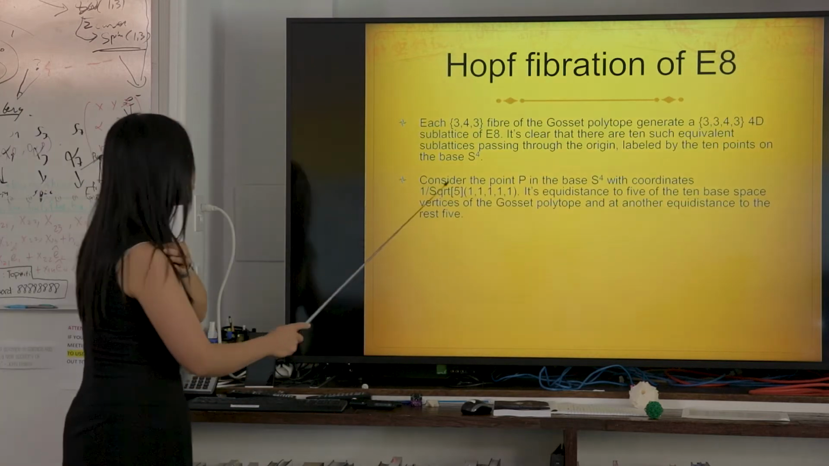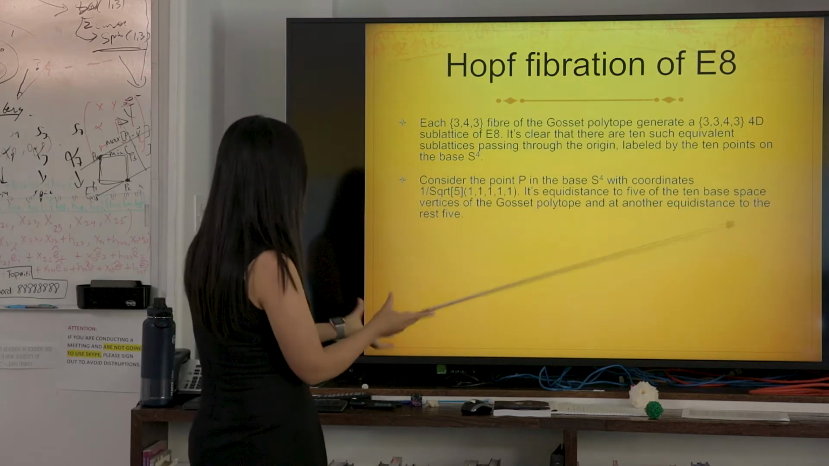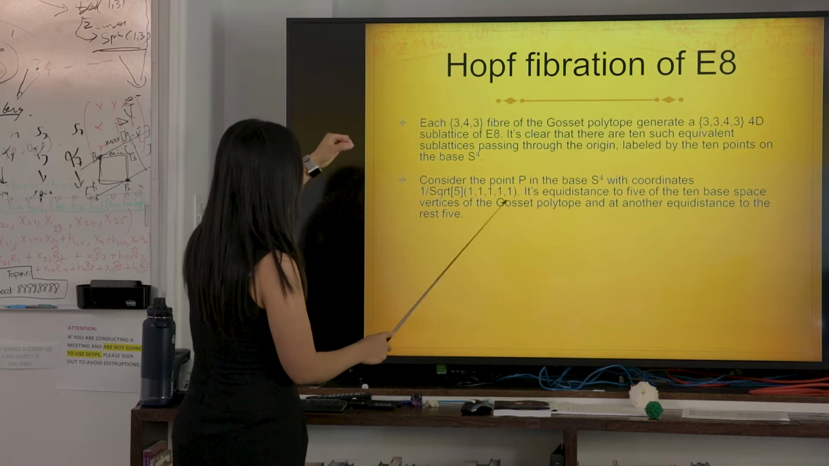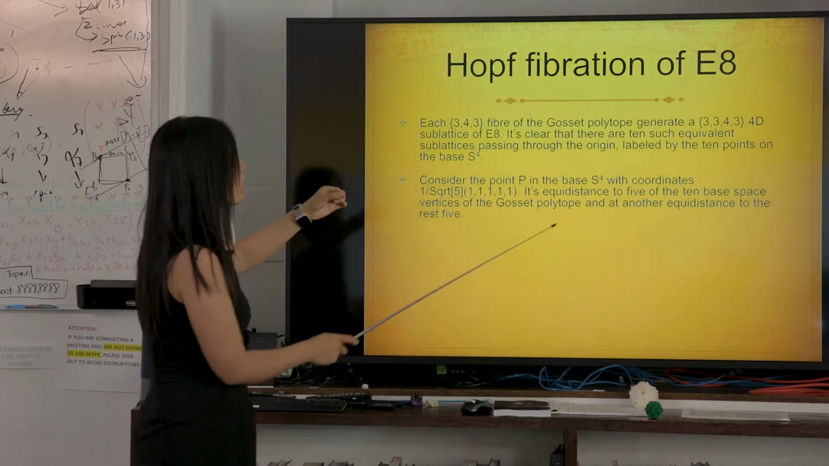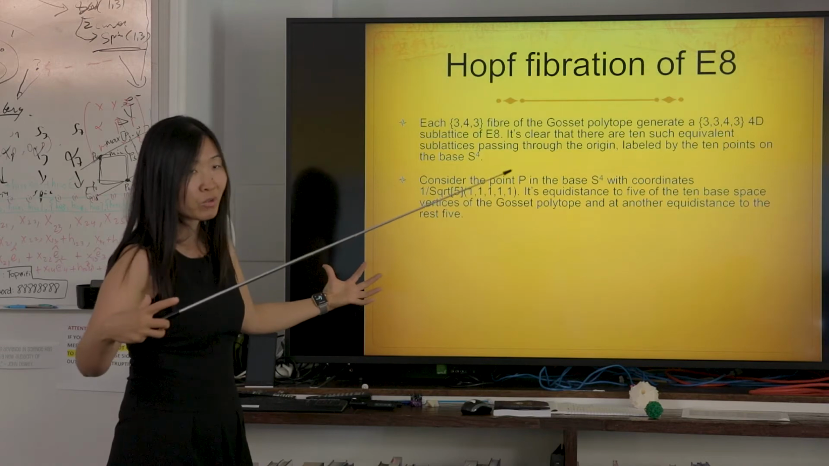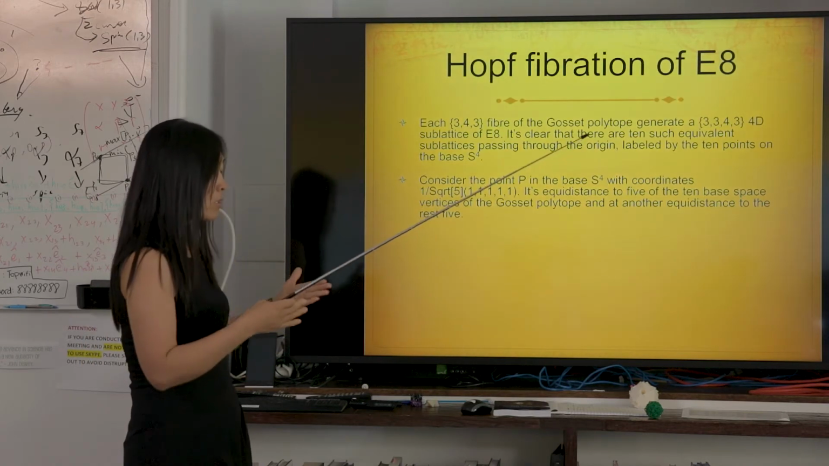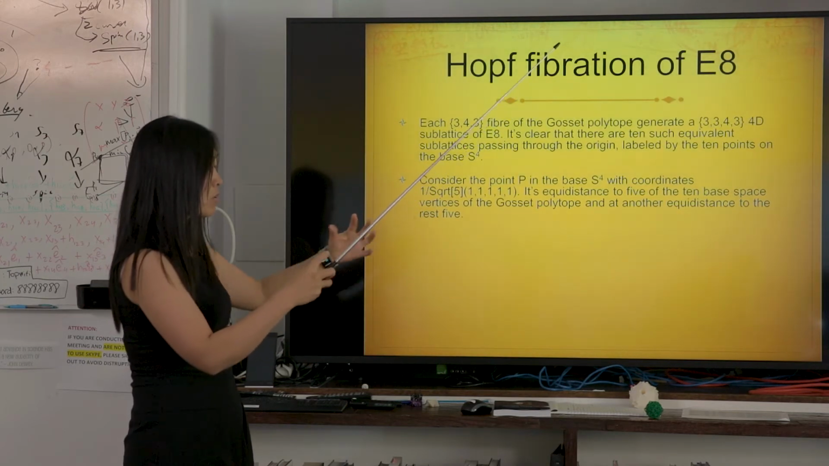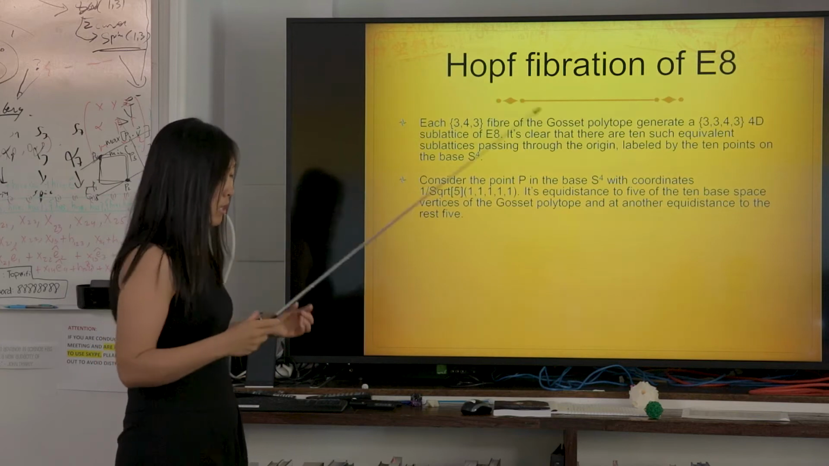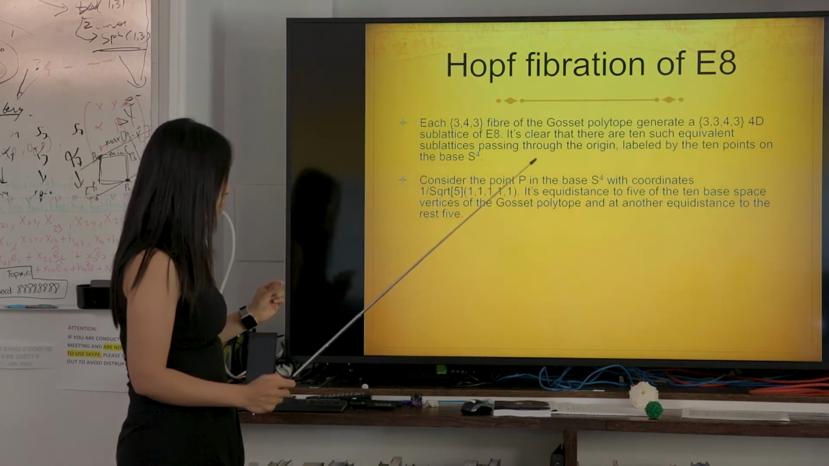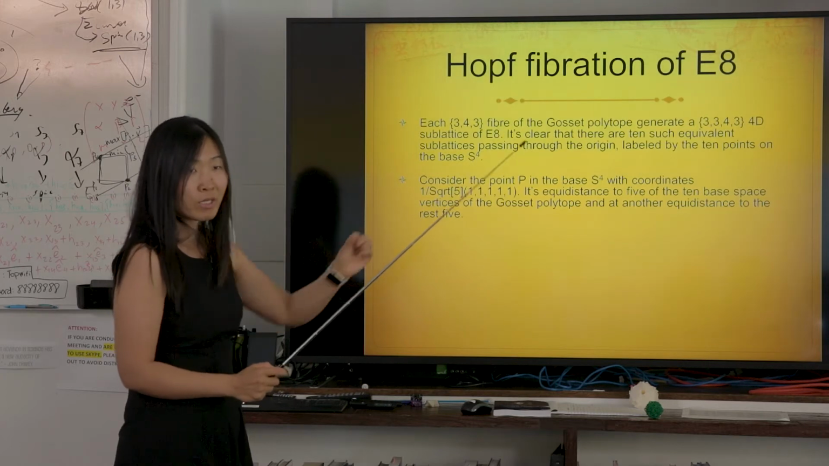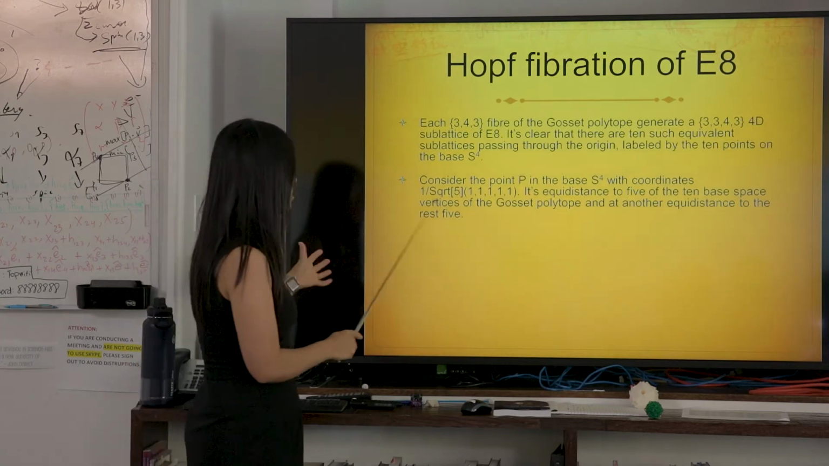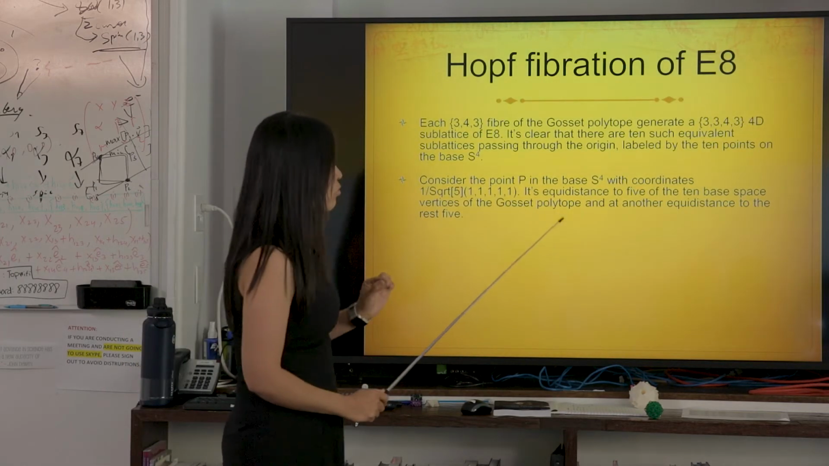Then consider the point P on the base S4. Consider the point P with coordinate this guy. The S4 lives in 5-dimensional space, right? So think about the S4 in a 5-dimensional space, where there is this Z5 lattice. Take the direction that is the diagonal of the 5-dimensional cubic lattice where this S4 lives. Just take that diagonal direction, and that's where the P is at.